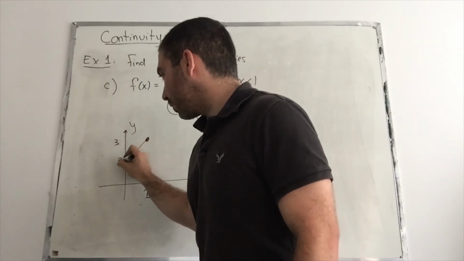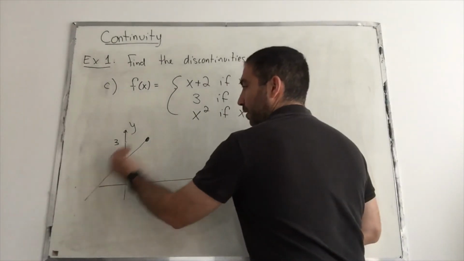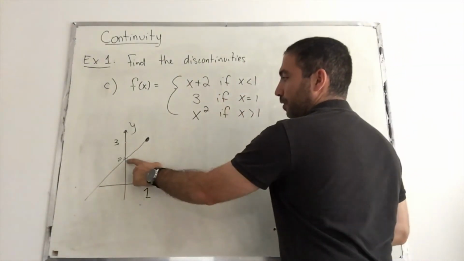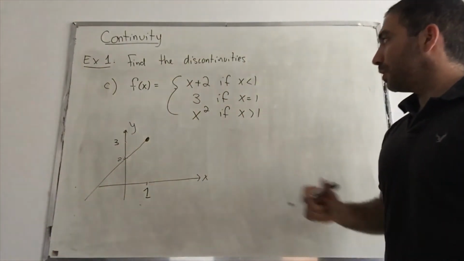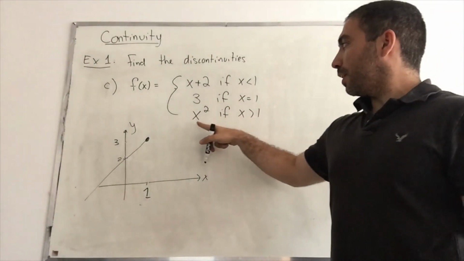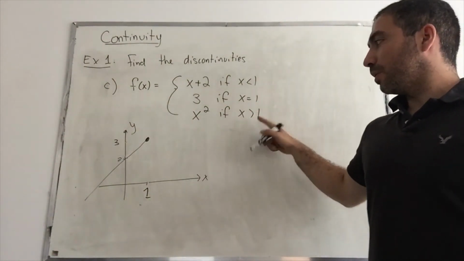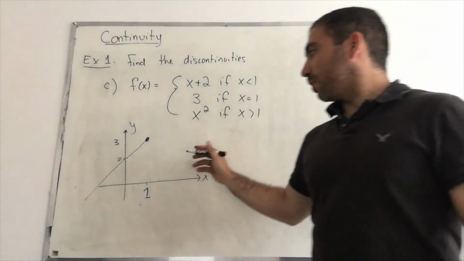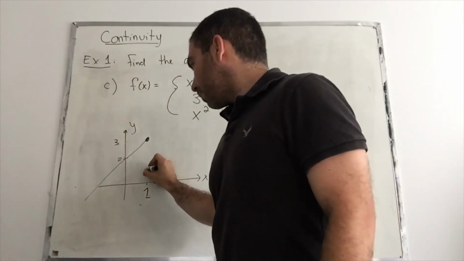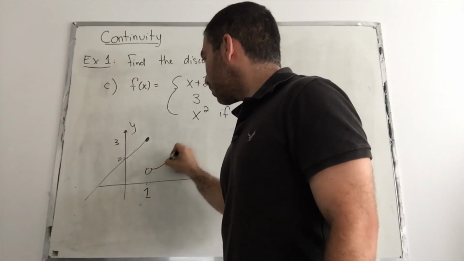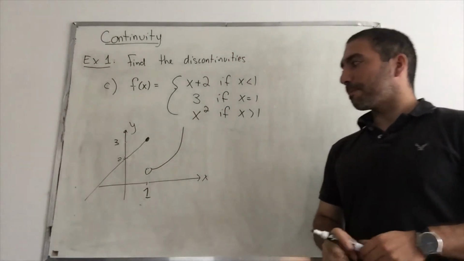It's going to look something like this. From left to right it's increasing, so the slope is positive and it crosses the y-intercept at 2. That satisfies our conditions. Equal to 1, and then x squared if x is greater than 1. So if we plug in 1, we get 1 squared, which is just 1, so it's going to look something over here. And it's going to shoot up like this, like a quadratic.